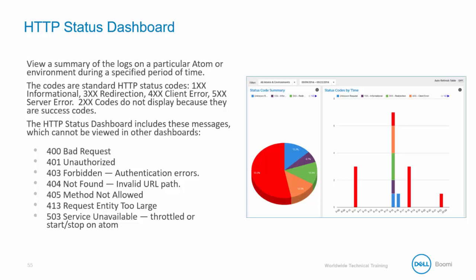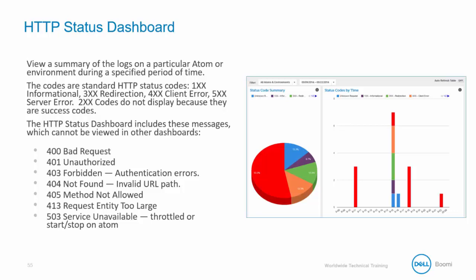The 400 is a bad request, meaning there are miscellaneous errors with the request, for example, mismatches between the request and what is allowed for the operation. 401 unauthorized. This is not reported if the user or account cannot be identified and the Atom cloud is multi-tenant. 403 forbidden is an authentication error. 404 not found is an invalid URL path.